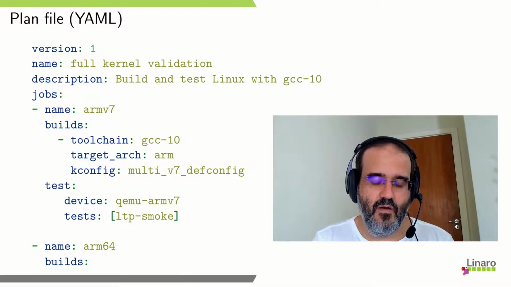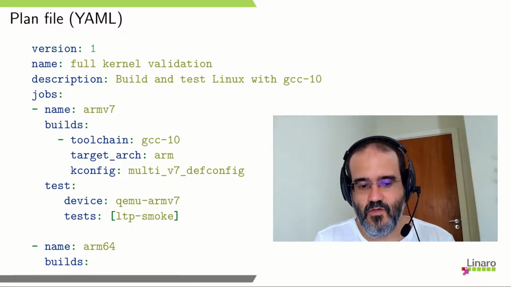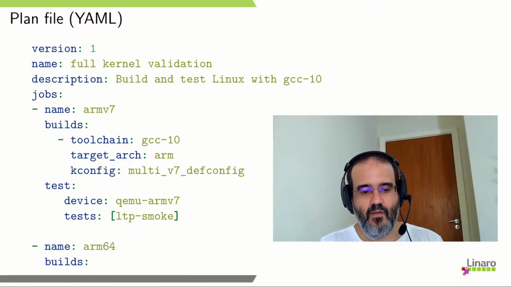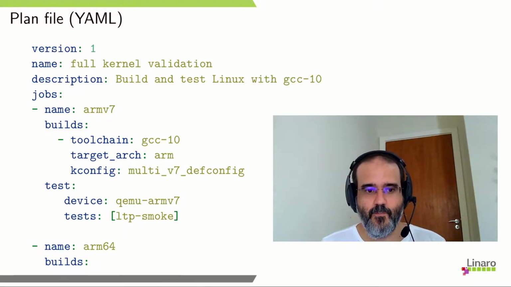And in the test part, you specify where to boot those kernels and how to test them. So in this case, we are saying that this kernel needs to boot on a QEMU ARMv7 device, and we want to run the LTP smoke test suite. And the rest of the file is similar, just specifying other architectures. And now we are going to see a demo of how that works.